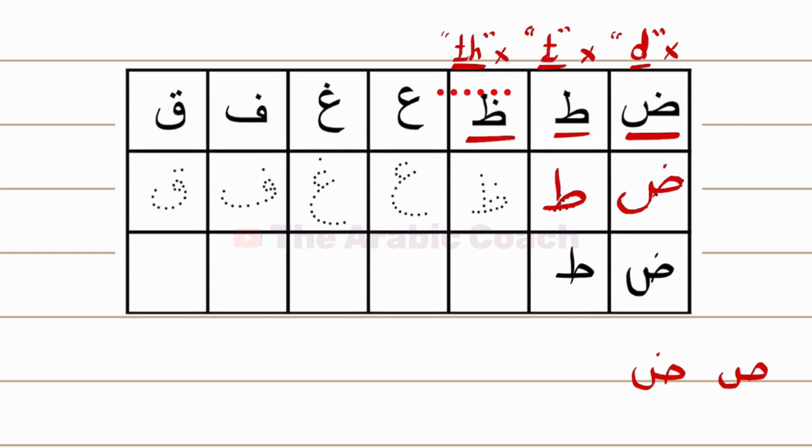Now for writing, draw the thaa shape with the tail and add a dot above. Now we have thaa and dhaa, which are similar in shape, but one is with a dot and one is without.